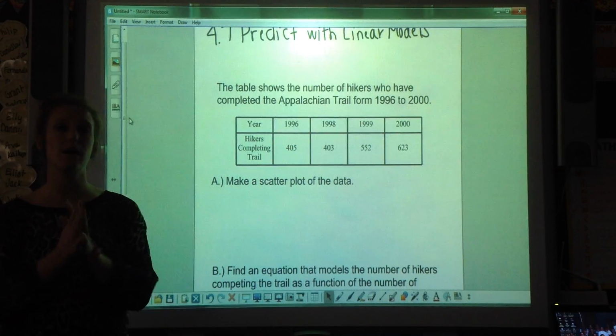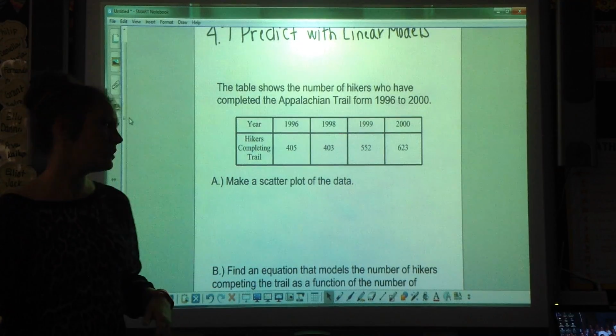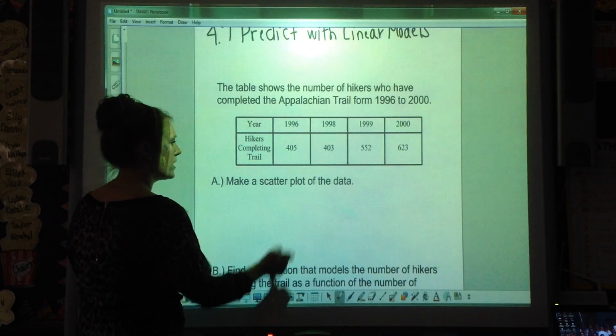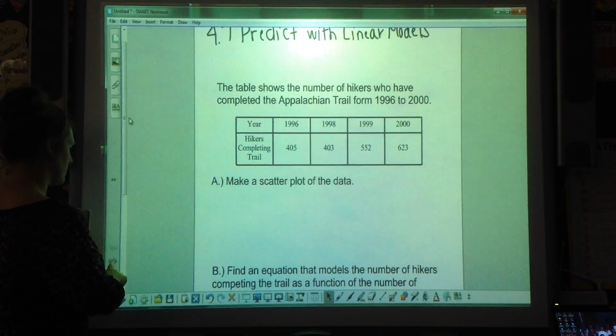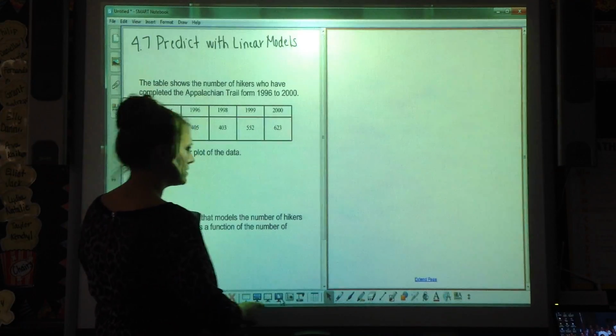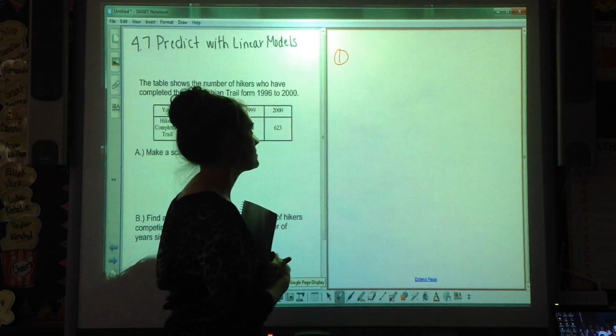Okay, so your first step is going to be to make a scatter plot. When you make a scatter plot, you need to do a few things. So go ahead and put scatter plot. I'm going to do this off to the side here. I'm going to split screen this. Your first step is to make a scatter plot.